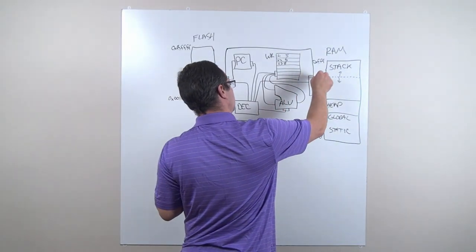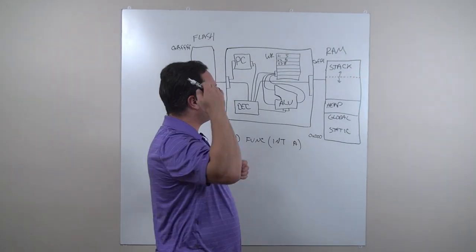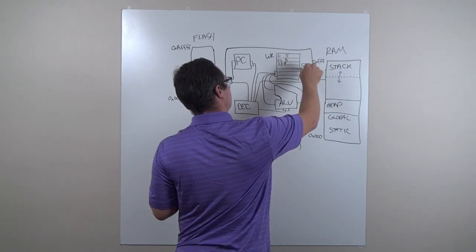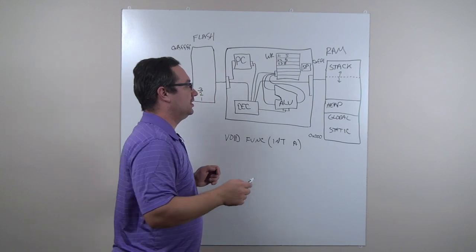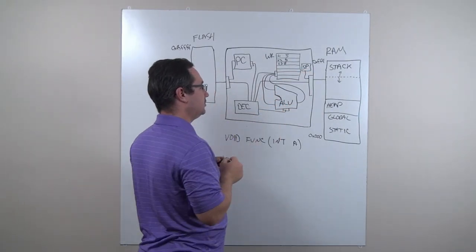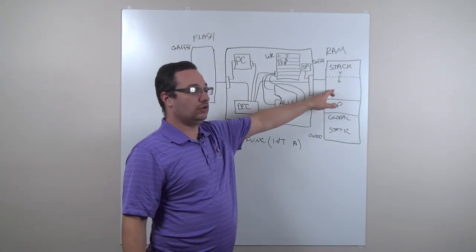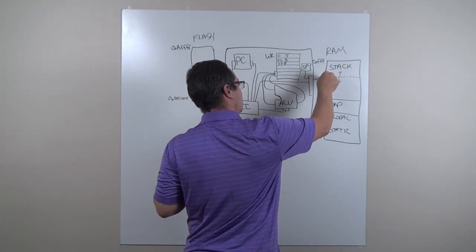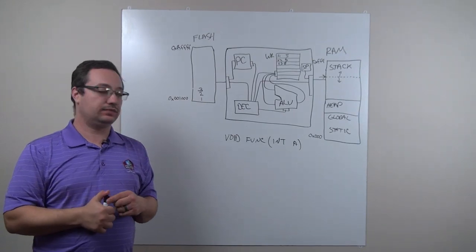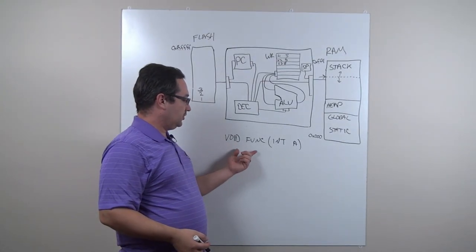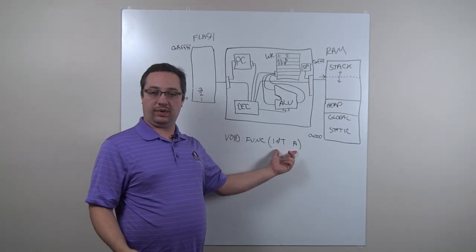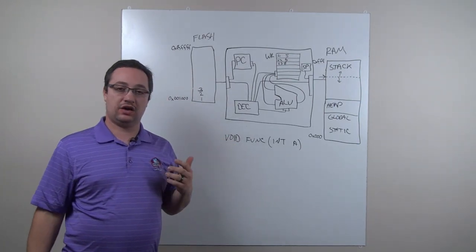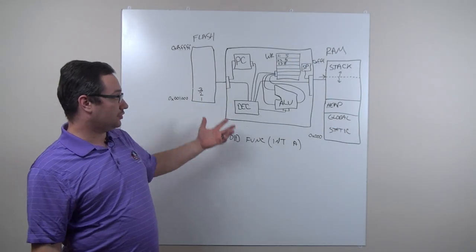The stack pointer, trying to think of a nice way to draw that. Let's put a box in here, SP. The stack pointer also plugs into the controller for the RAM, and the stack pointer tells you where the stack currently is. For a function that just has one variable that's passed into it, this is fairly easy for a compiler to translate to the language of the microcontroller.